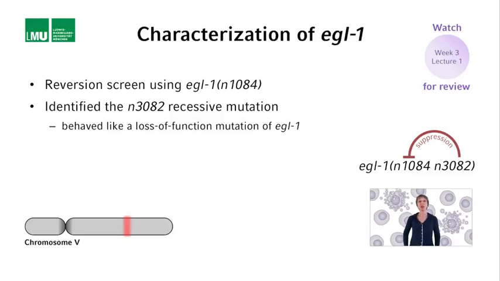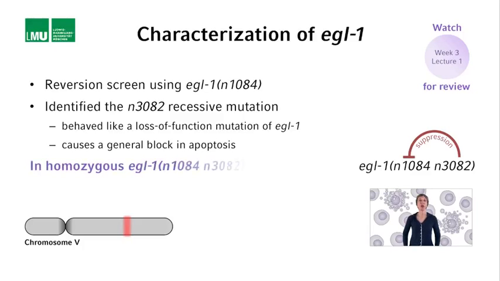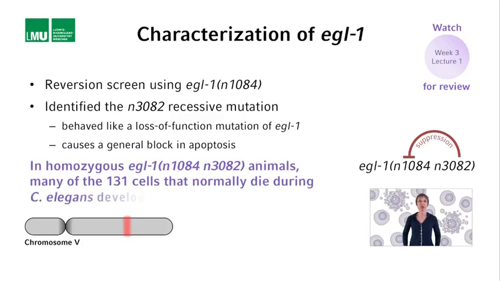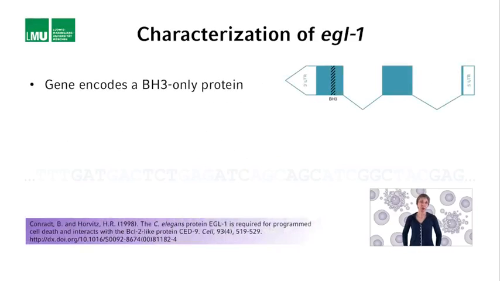And I found that N3082 causes a general block in apoptosis, just as the loss of either Z3 or Z4 does. In homozygous N1084, N3082 animals, many of the 131 cells that normally die during C. elegans development inappropriately survive. Based on its Z phenotype, I cloned the gene defined by N3082. It turned out to encode a BH3 only protein.